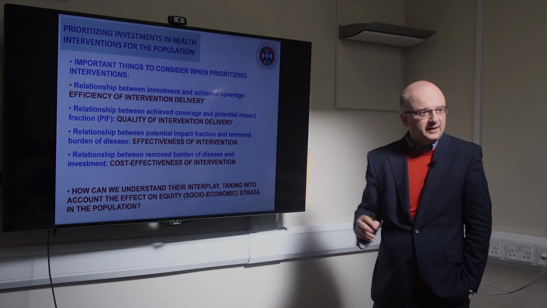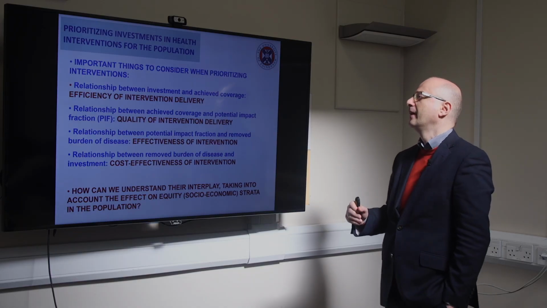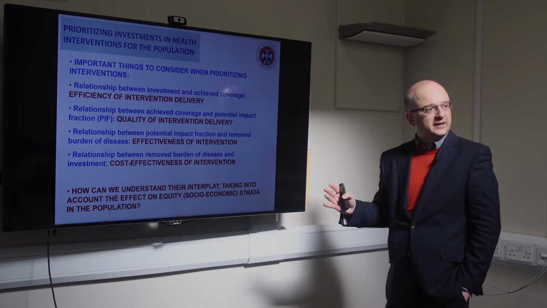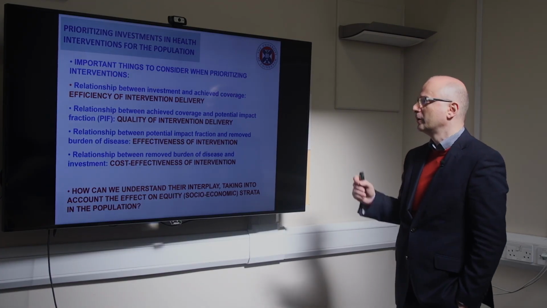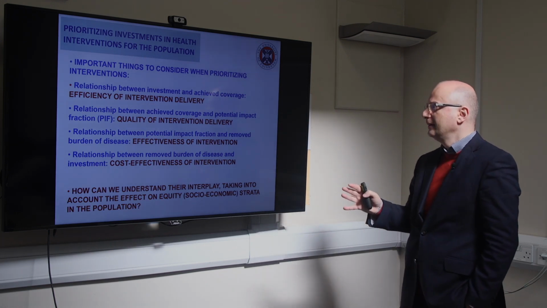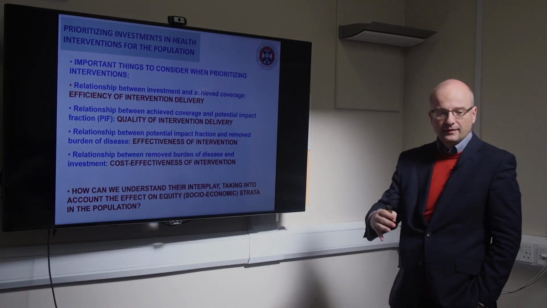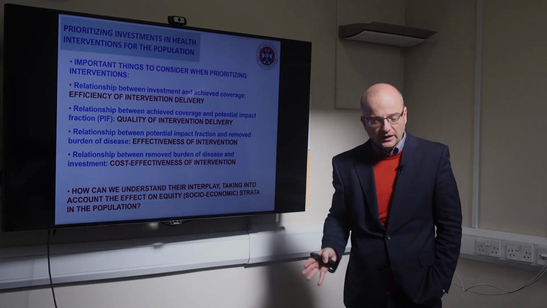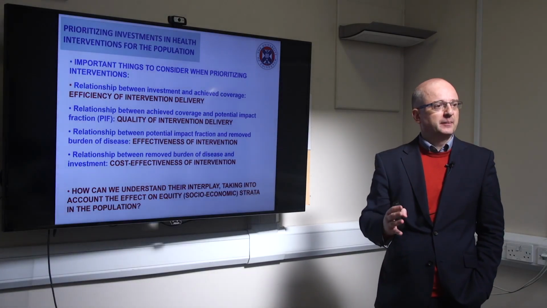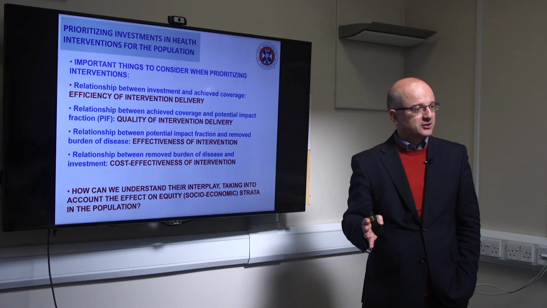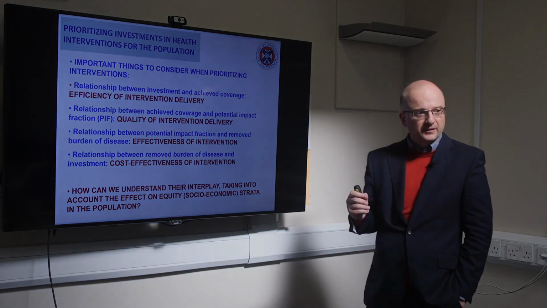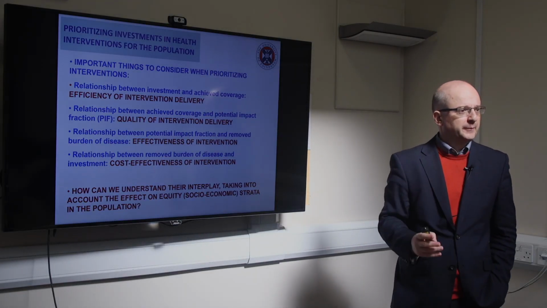So what do we see already from these first type of thinking about prioritization of interventions? There are several important things to consider when you prioritize interventions. Firstly, you need to understand the relationship between the investments you make and how much of the population you can actually cover with that intervention. So that is captured by the efficiency of intervention delivery. Okay? So that's the first thing to think about. How efficiently can you cover your population with interventions?